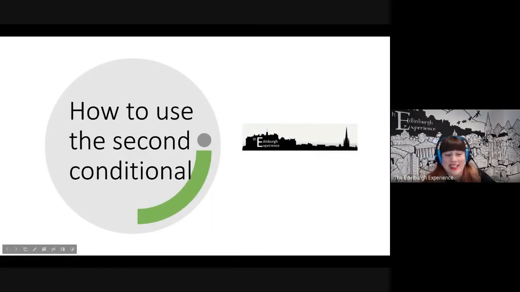Welcome to today's lunchtime lesson. Today, guys, we're continuing this little focus on conditionals that we started a couple of weeks ago. We're going to be doing a few in this block, and today we're going to be talking about how we use the second conditional.